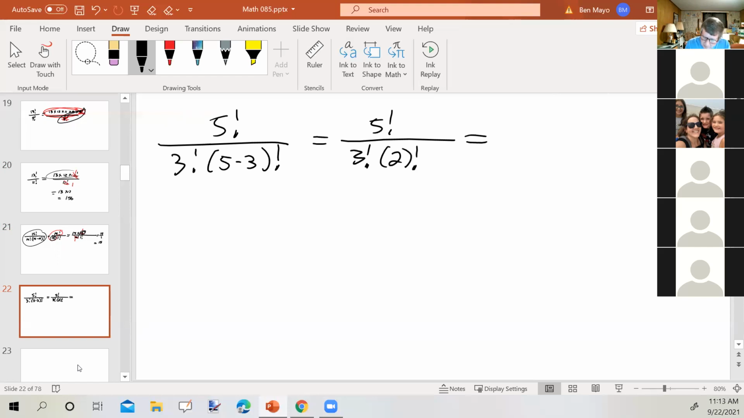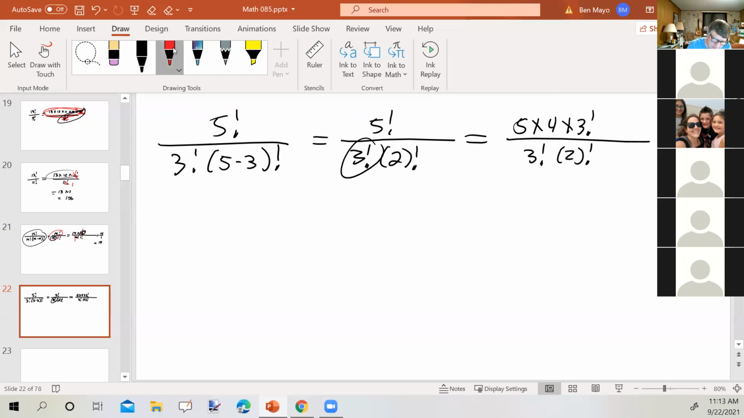Okay. So I'm going to take 5 factorial and use it to knock out that. So 5 times 4 times 3 factorial over 3 factorial times 2 factorial. Okay. So now I can get rid of the 3 factorials. They're reduced down. So let's see, 5 times 4 is 20. 2 factorial is 2 times 1. So that's 20 over 2, which is 10. We're good to go on to another example, or do you have any questions there?